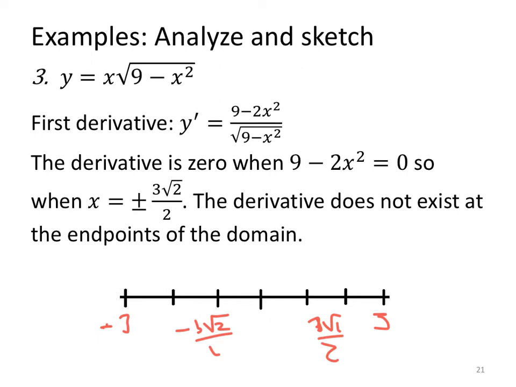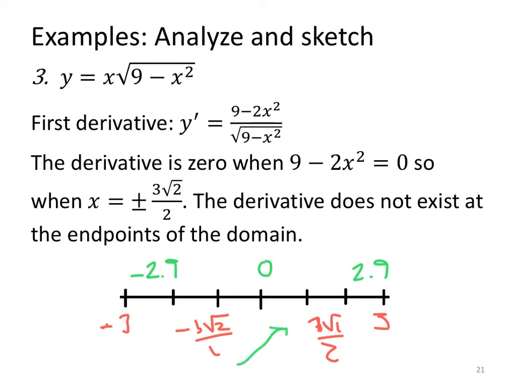My test points, probably a -2.9, a 0, a positive 2.9, just to make sure I've given myself enough room here. When x is 0, the denominator is always going to be positive. So when x is 0, the numerator is positive as well.